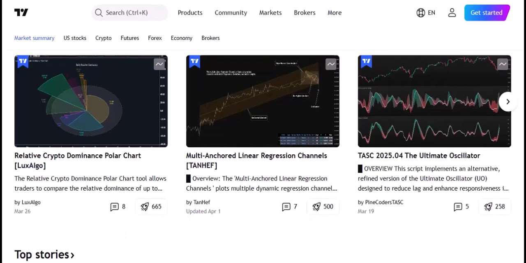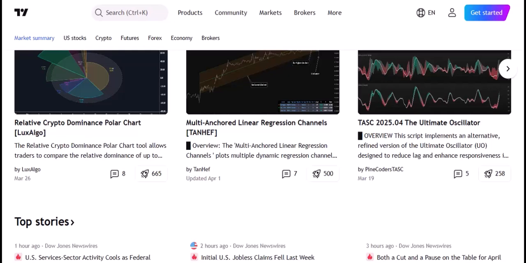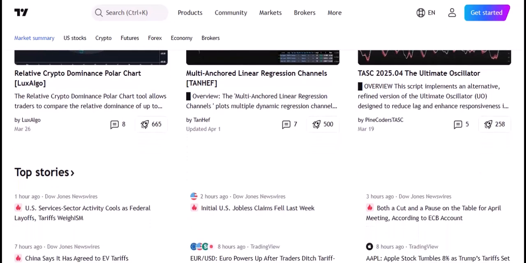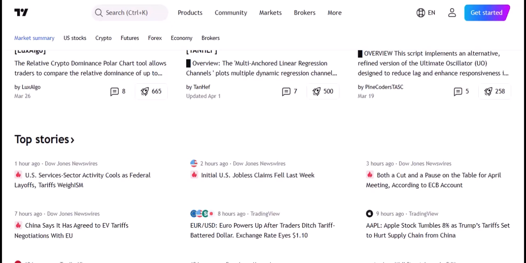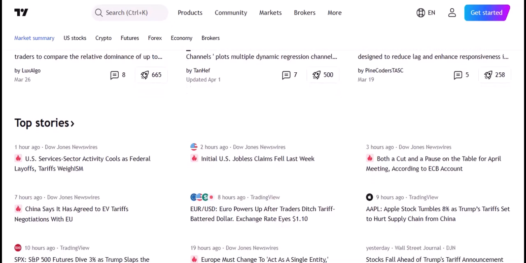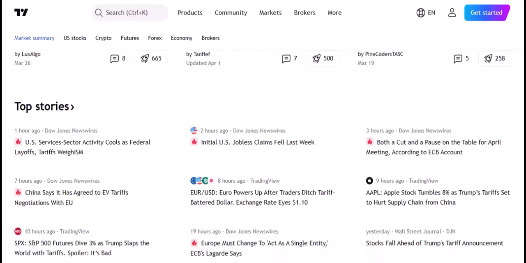Because at the end of the day, the best platform is subjective. It's the one that helps you achieve your trading goals, the one that feels intuitive, and the one that gives you the edge you need in the markets. Don't settle for good enough. Explore, experiment, and find the tool that truly unlocks your potential.